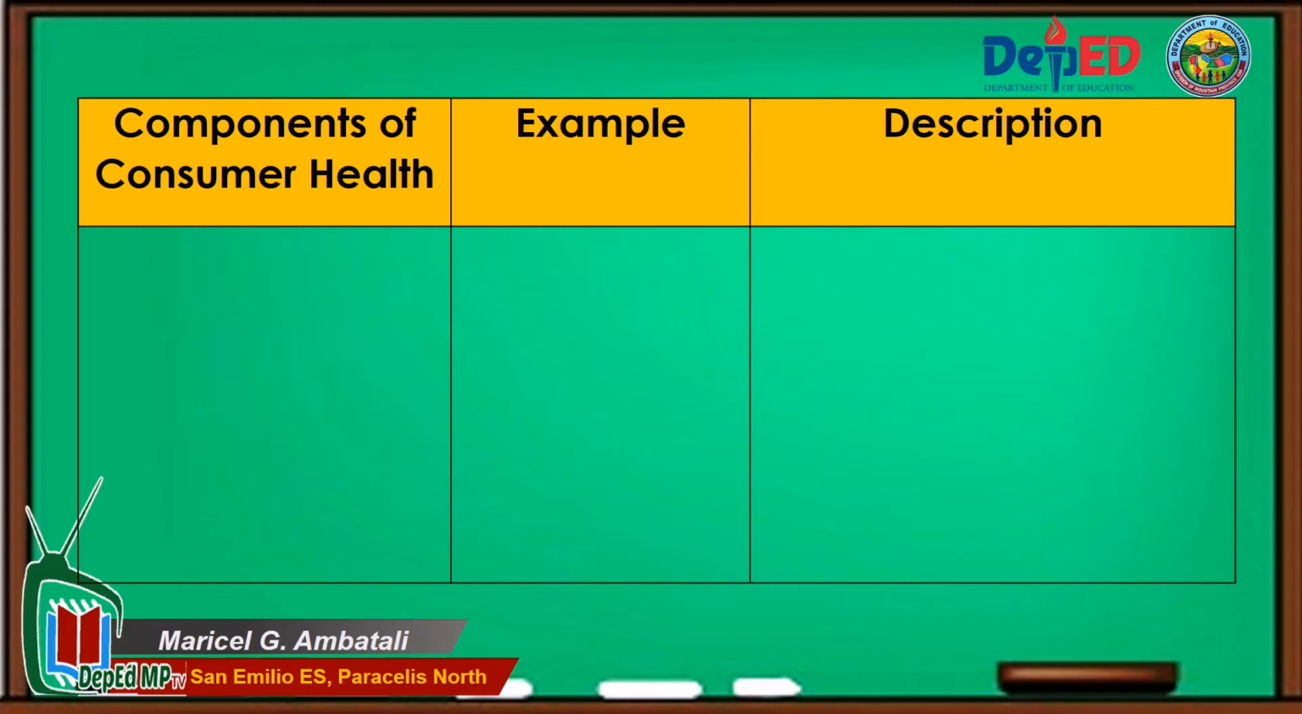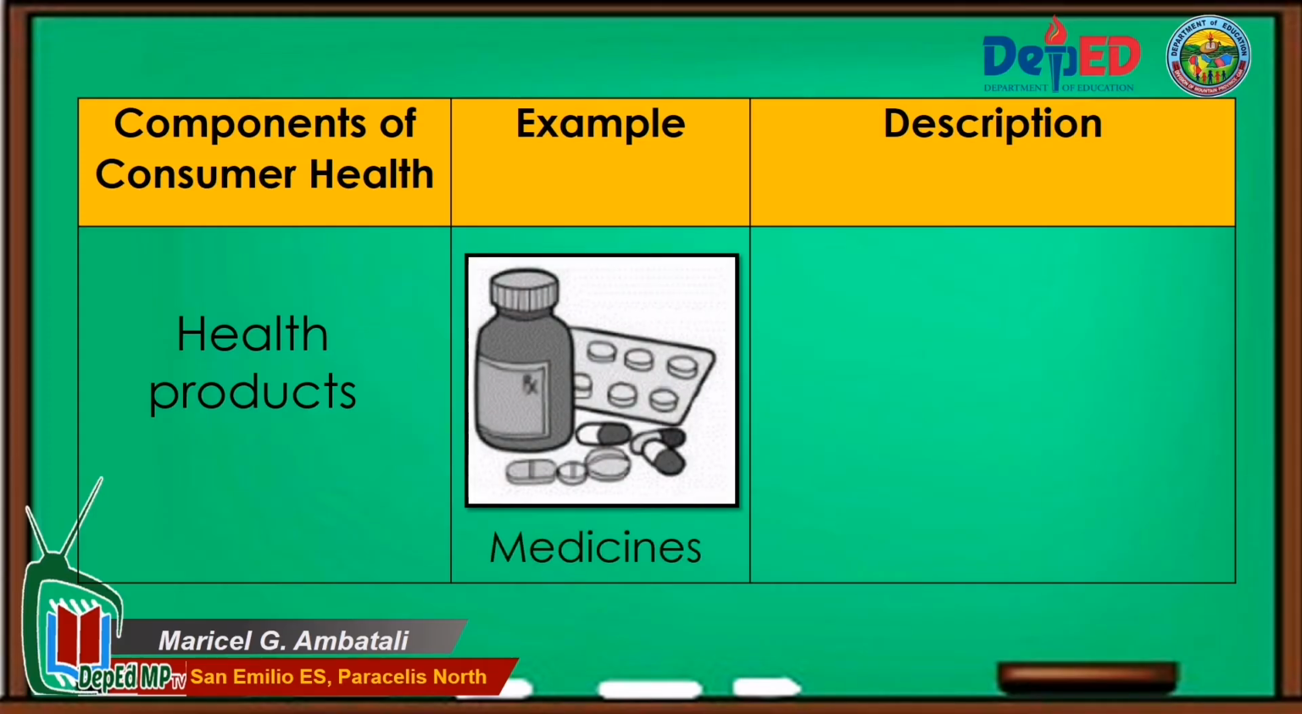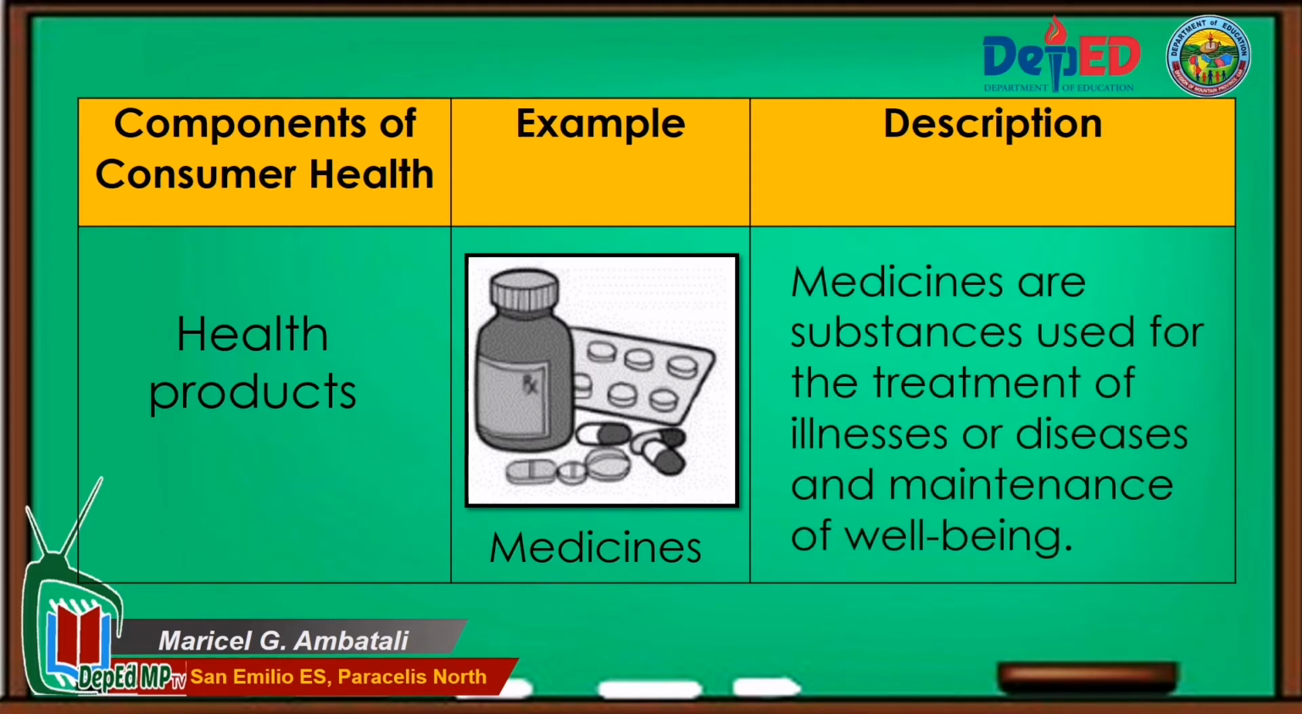The third and last component of consumer health is health products. An example of health products are medicines. What are medicines? Medicines are substances used for the treatment of illnesses or diseases and maintenance of well-being.